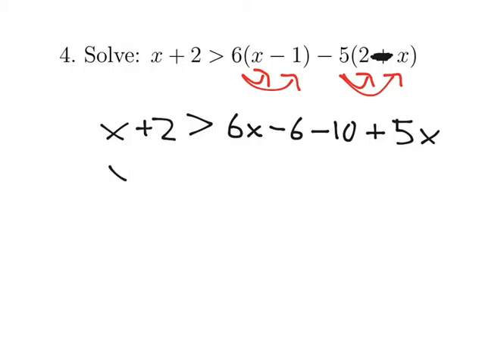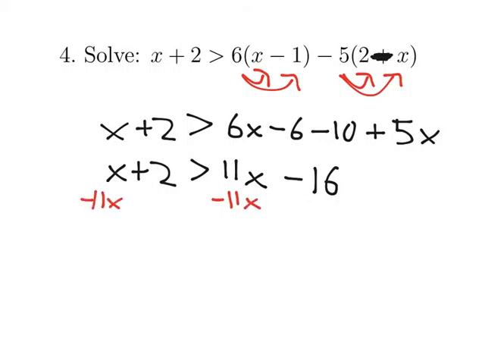Now I can combine like terms. I'll leave the left-hand side the same, and on the right-hand side I have 6x plus 5x, which is 11x, and I have minus 6 minus 10, combine those to minus 16. Now I can subtract 11x from both sides. That way I only have a constant on the right, and I can subtract 2 from both sides. That way I only have x on the left. This will leave us with minus 10x on the left is greater than minus 18 on the right.